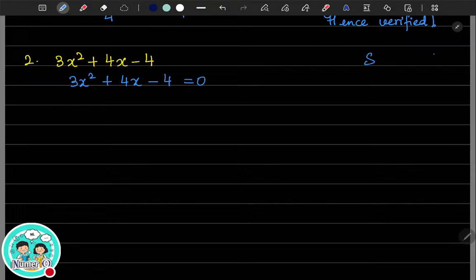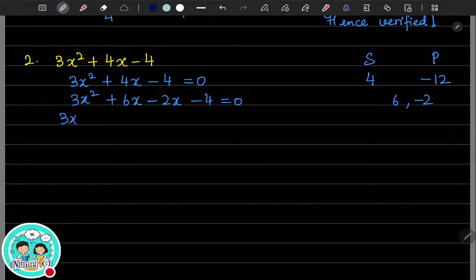You have to have a sum and a product value. Sum is b, b is nothing but 4, and the product is minus 12. 3 into minus 4, right? 3 into minus 4. So 6 2s are 12. If you put a negative sign to 2, your sum is plus 4. So 3x square plus 6x minus 2x minus 4 is equal to 0.